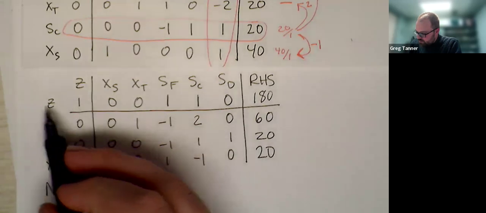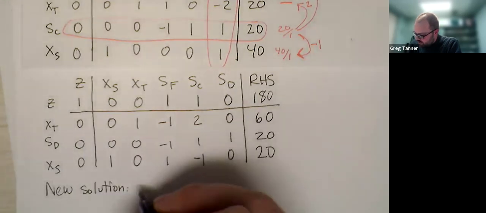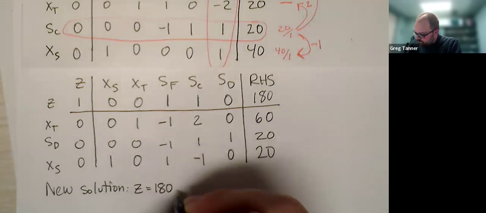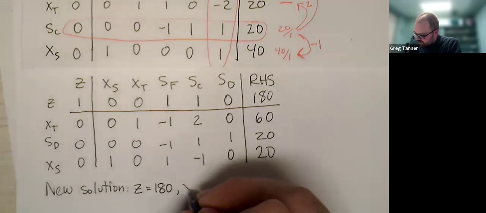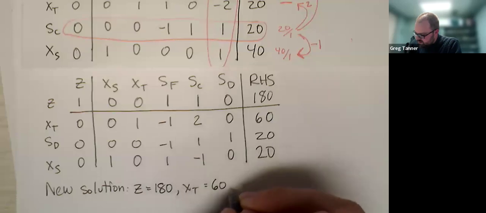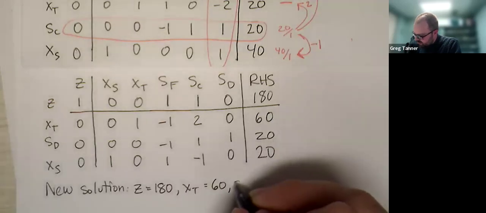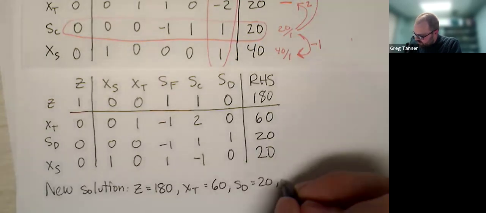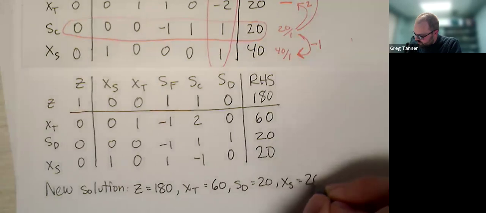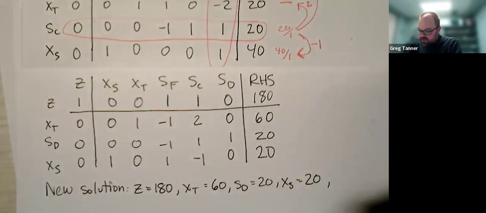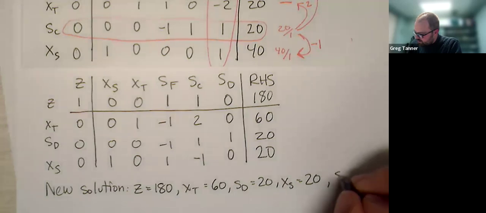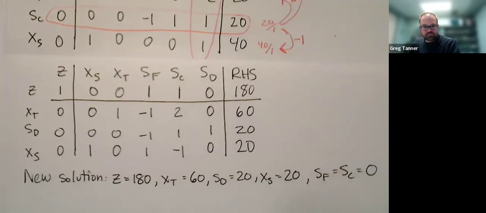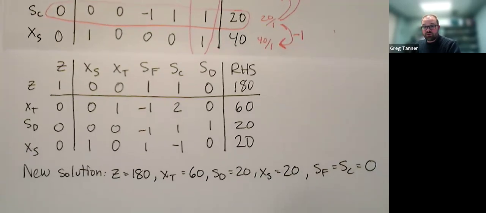Reading it off, our first row corresponds to 0 equals 180. The second row tells us that xt equals 60. The third row tells us that SD equals 20. The fourth row tells us that XS equals 20. And then because they're non-basic, we know that SF and SC are both 0. Okay, that's our new solution.